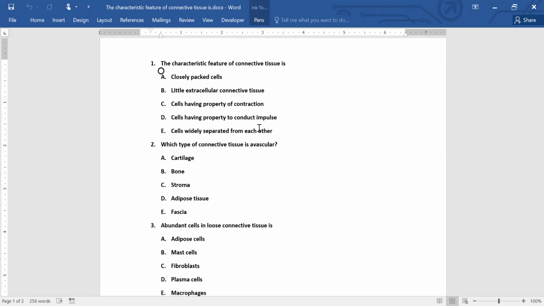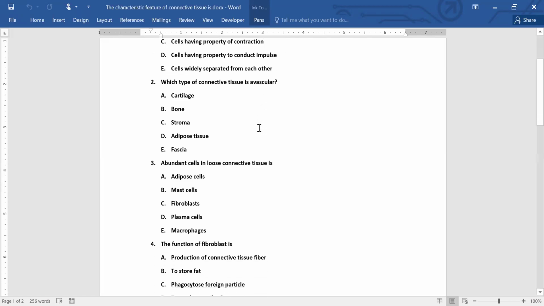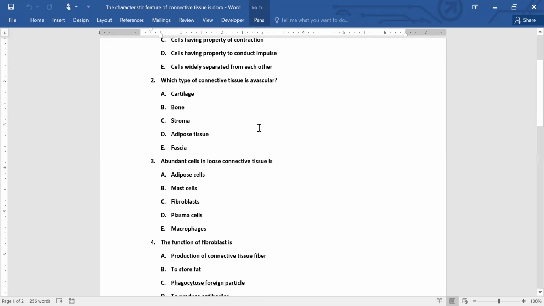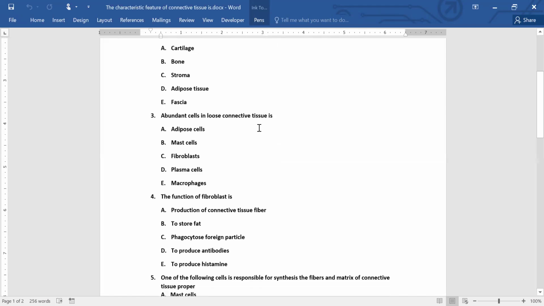Which type of connective tissue is avascular? Cartilage, bone, stroma, adipose tissue, fascia. So the correct answer is cartilage. Cartilage is the type of connective tissue which is avascular. Bone is vascular, stroma is vascular, adipose tissue is vascular, and the fascia also contains a blood supply.